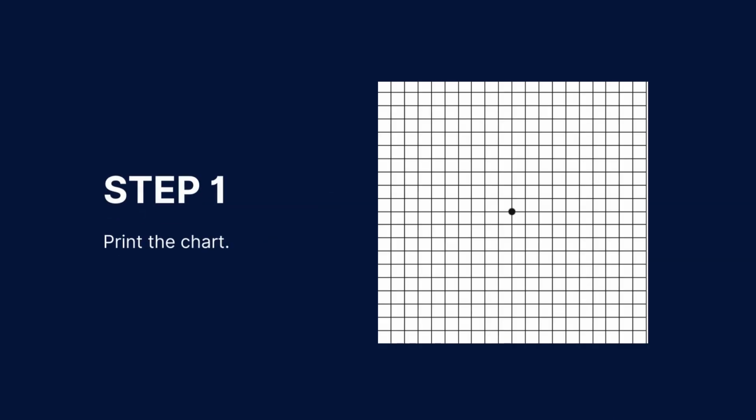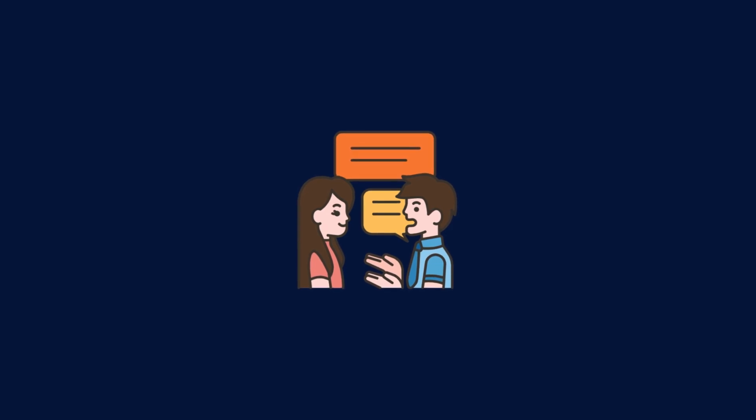To use our free Amsler grid chart, follow these steps. Download our Amsler grid chart from the Carepatron platform, which you can find in the link in the description. Print the chart. Print out the chart and make sure it is correctly aligned when you print. This ensures the accuracy of your results. Explain to your patient how the chart works and answer any questions they may have.